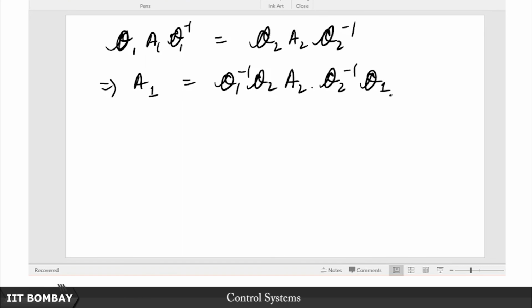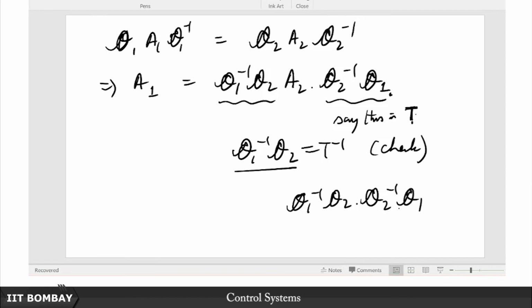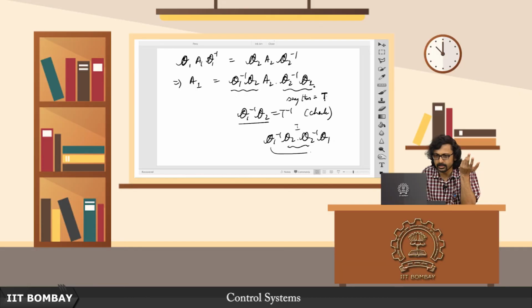So that means, because these are all invertible, A1 is equal to O1 inverse O2 times A2 times O2 inverse O1. And now if you call this T, then O1 inverse O2 is equal to T inverse. Check. How do you check? You just pre-multiply or post-multiply. You take O1 inverse O2 times O2 inverse O1, it is a no-brainer that this will give you identity, and finally this and this will also combine to give you identity.